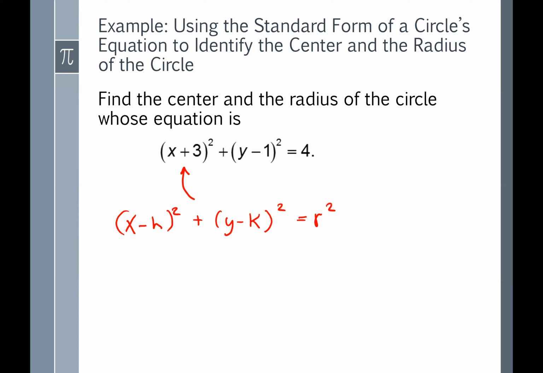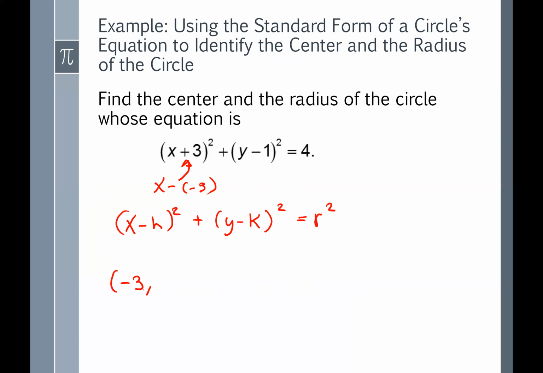Okay, so the arrow I had drawn there was to note: what are you subtracting from x? Whatever number you're subtracting from x is the x-coordinate of the center of this circle. And since that's x plus 3, you're actually subtracting negative 3. So that is equivalent to x minus negative 3. So the center of this circle's x-coordinate is -3.